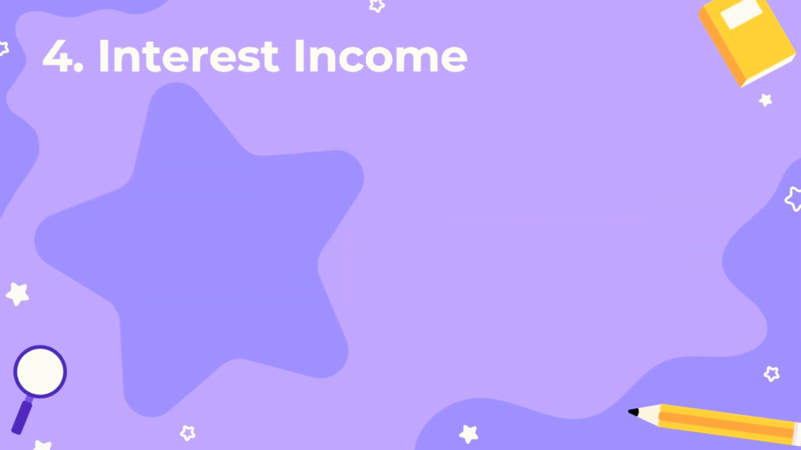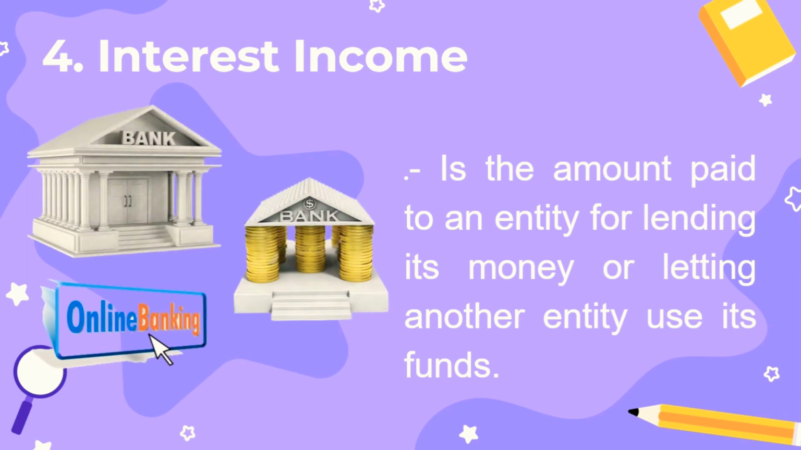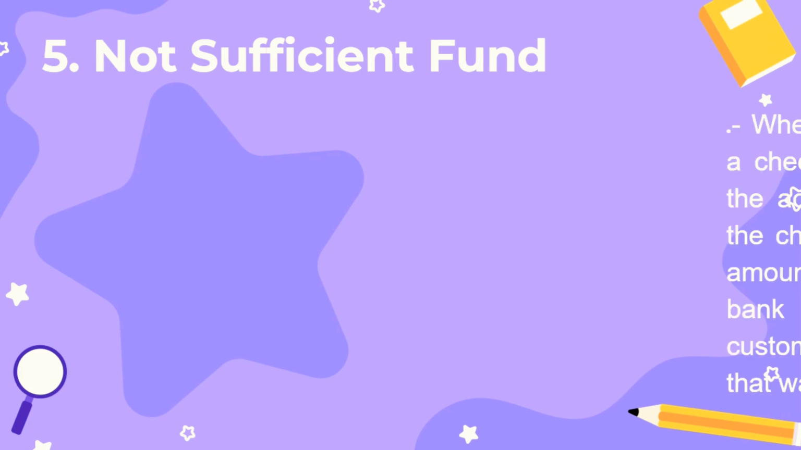Number four is interest income. Interest income is the amount paid to an entity for lending its money or letting another entity use its funds. Banks pay interest on some bank accounts. On a larger scale, interest income is the amount earned by an investor's money that he places in an investment or project. Number five is not sufficient funds, or the NSF.